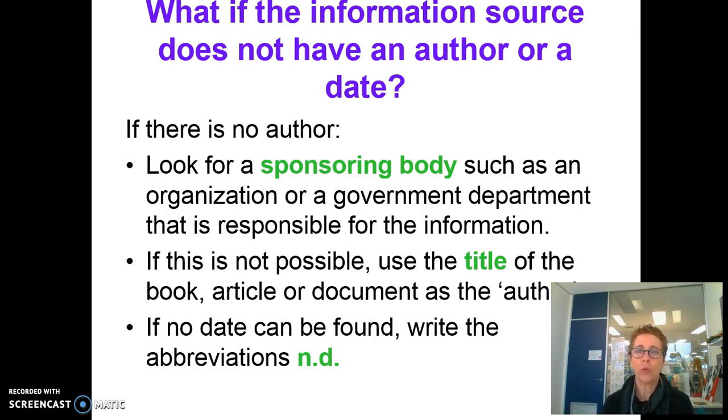Sometimes there's no author and there is no organisation, and if you still think that it's really good information, then the title of the document becomes the author. If there's no date, you've looked everywhere, you can't find a date, then you simply put n.d. and that means no date. You don't leave nothing, you have to put that in, otherwise the person marking your work is going to think you just have forgotten to do it.